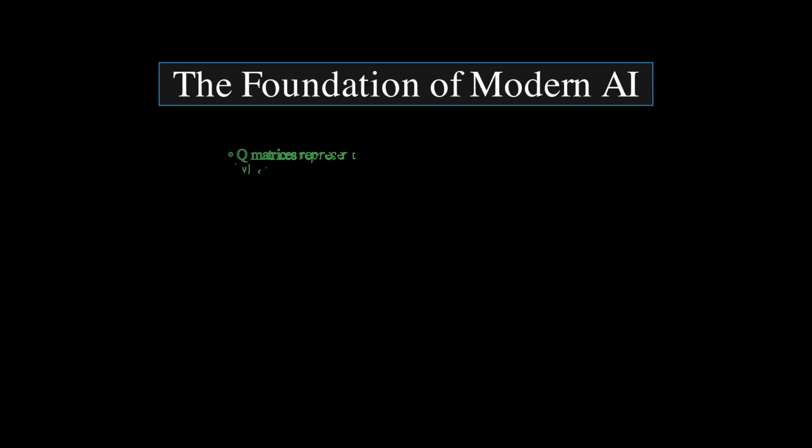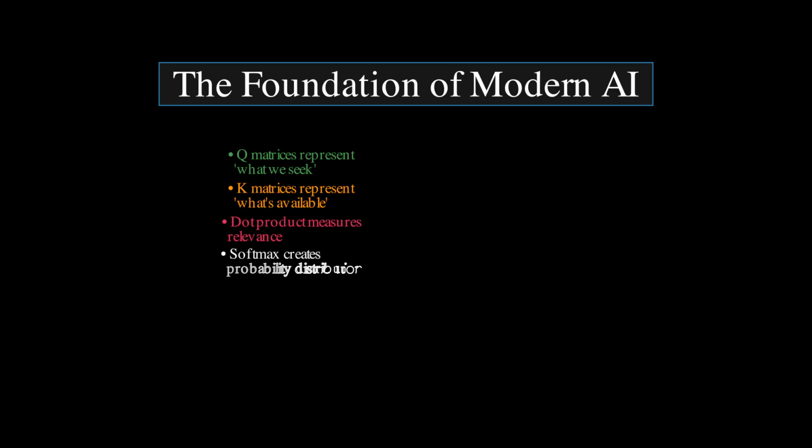Query and key matrices are the foundation of how modern AI understands context and relationships. They transform the challenge of attention from a vague concept into precise mathematical operations. This breakthrough enabled transformers to revolutionize natural language processing, computer vision, and countless other fields. The next time you use ChatGPT or Google Translate, remember, it all starts with Q and K matrices deciding what deserves attention.